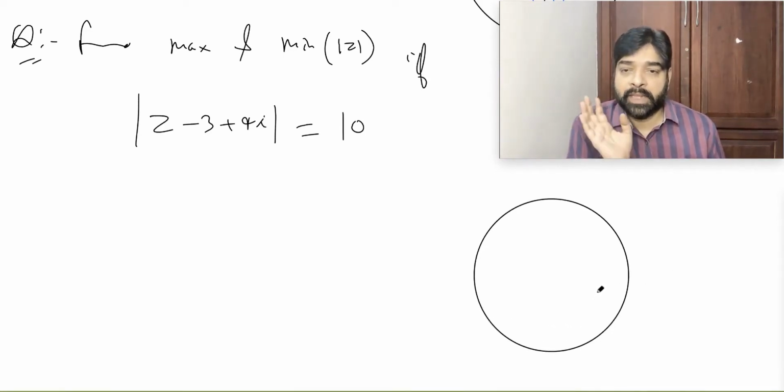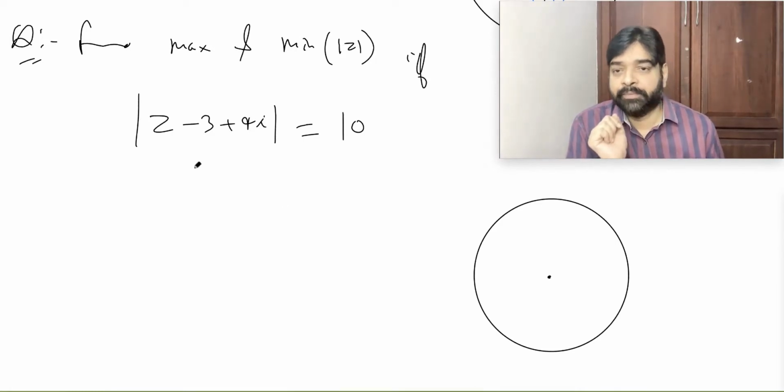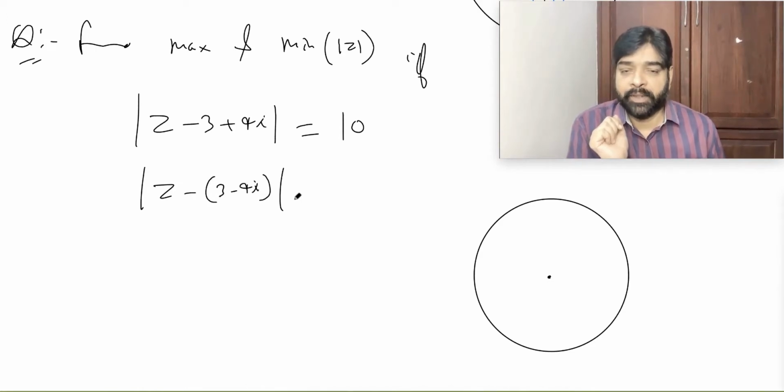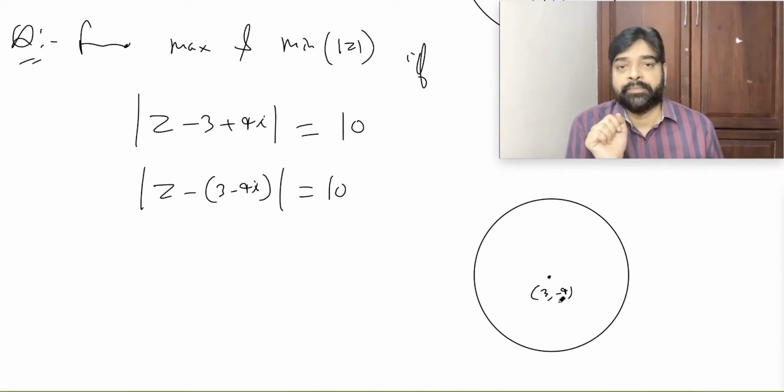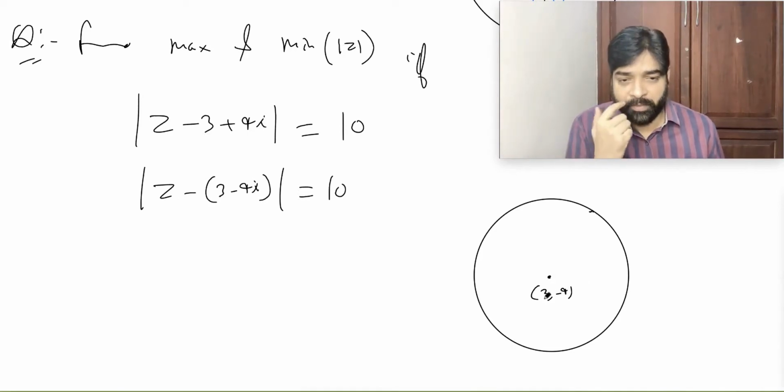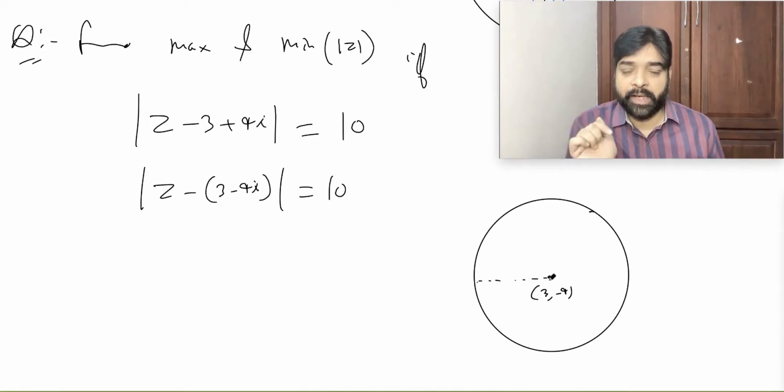One circle with the center. This I can write what? Mod of z minus 3 minus 4i. Yes or no? Center 3 comma minus 4. Where is z? Here is z. Where is origin? I don't know. Somewhere will be there. So this is the 3 comma minus 4, and origin will be somewhere, and the radius is 10 unit. This length is 10 unit. Watch it. This is the 10 unit.